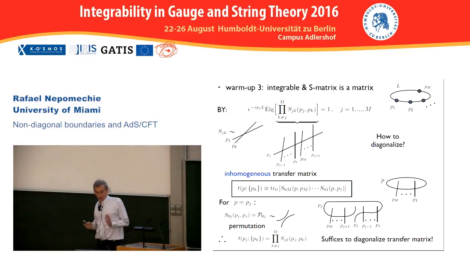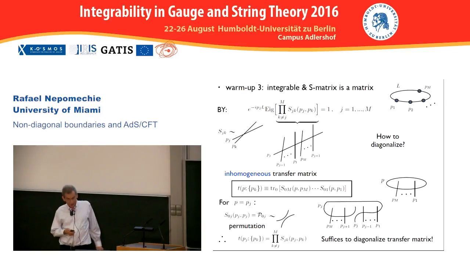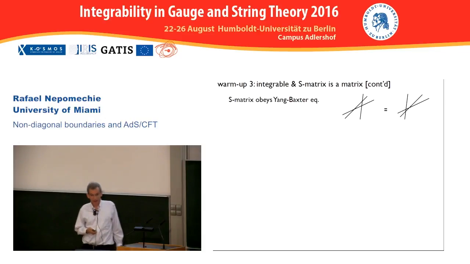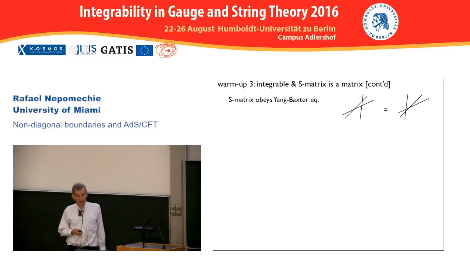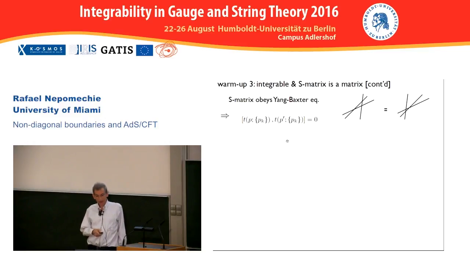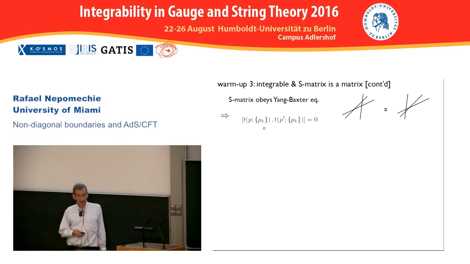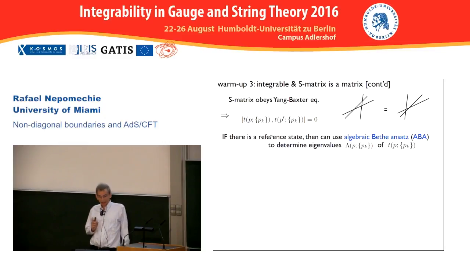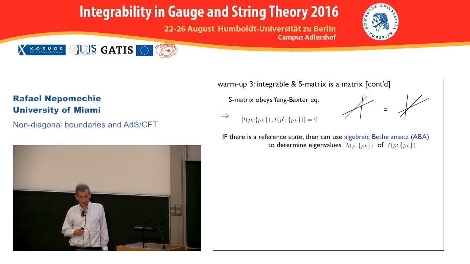And then the good news is there's this very well-developed technology for spin chains to diagonalize such objects. The basic point is that this S matrix will obey this Yang-Baxter equation that we've already seen. And therefore, the transfer matrix commutes for different values of this p, but with the same values of the inhomogeneities. And then, well, one more thing. If there is a reference state, then we can use algebraic Bethe ansatz, which I won't explain, to determine the eigenvalues of this object.